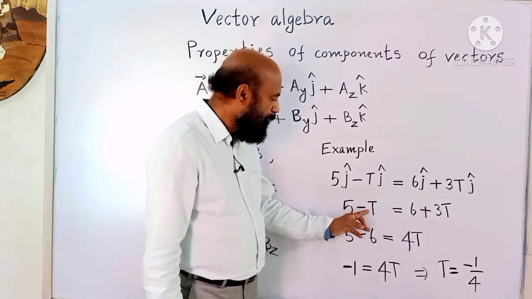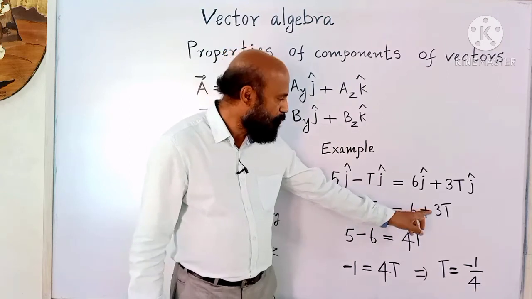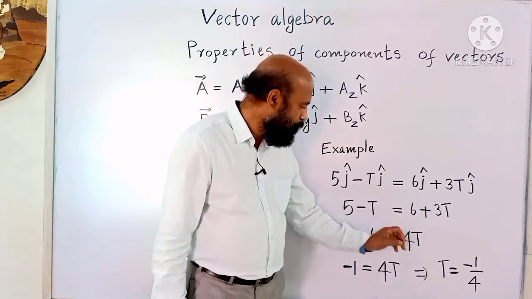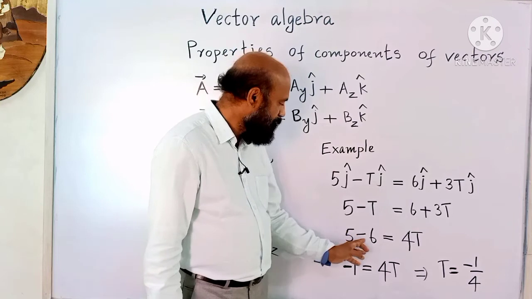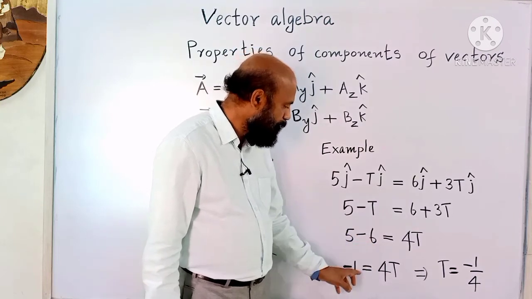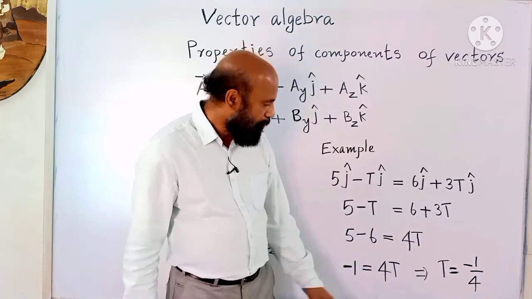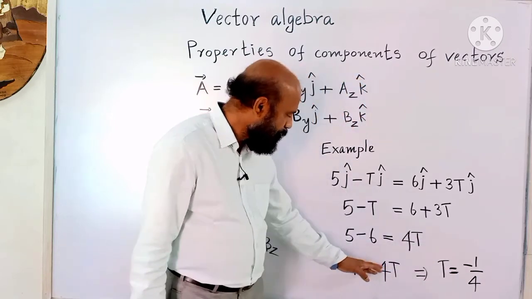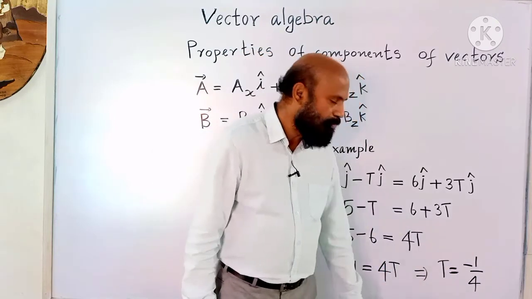Now take this minus t to the other side. So 3t plus t, it is 4t. Then 5 minus 6, which is minus 1, is equal to 4t. That means t is equal to minus 1 by 4.